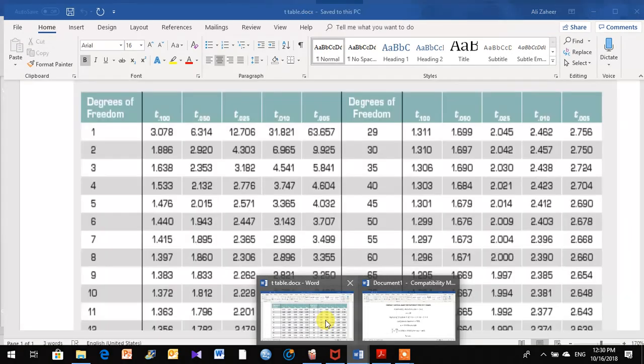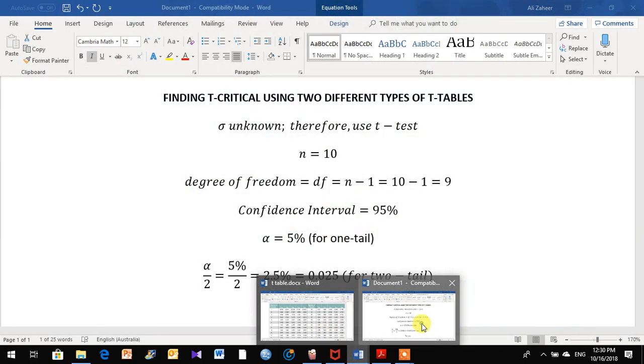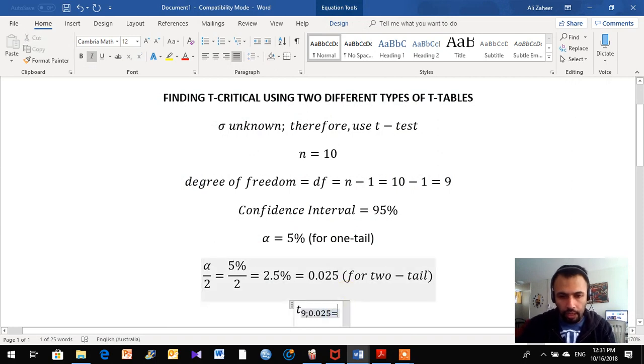The first type of table is this one. This is a table you might have seen in your books. Because our observations are 10, it is 10 minus 1 degree of freedom. So degree of freedom is equal to 9, and 0.05 is for one tail and 0.025 is for the two tail. So 9, 0.025, the value will be 2.262. So let me write this value here: 2.262.